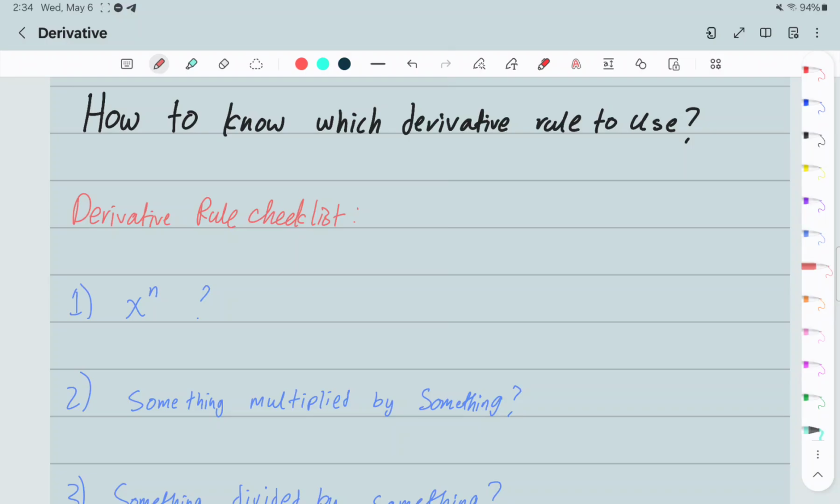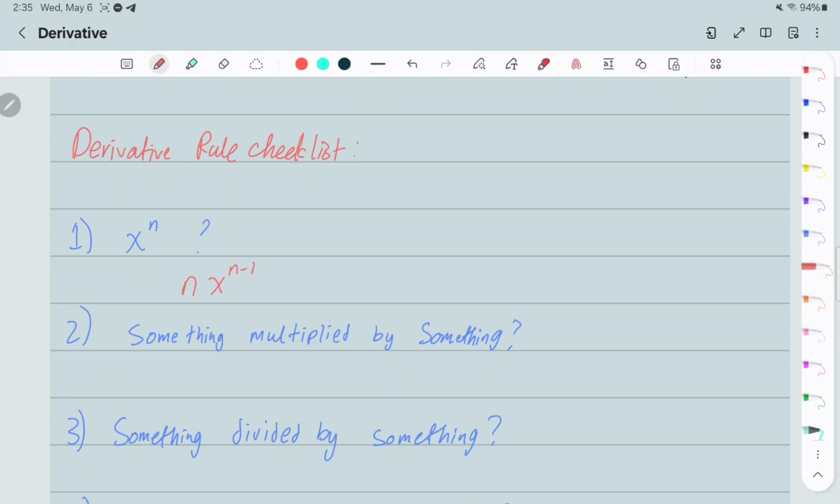If you see a single term x to the n, then you simply know that it is the simple power rule, which is power drop, power 1 less, which is n x to the n minus 1. Let me do this one more time. Whatever the exponent is, you drop it, and then you subtract 1 from it. And this is called the power rule.